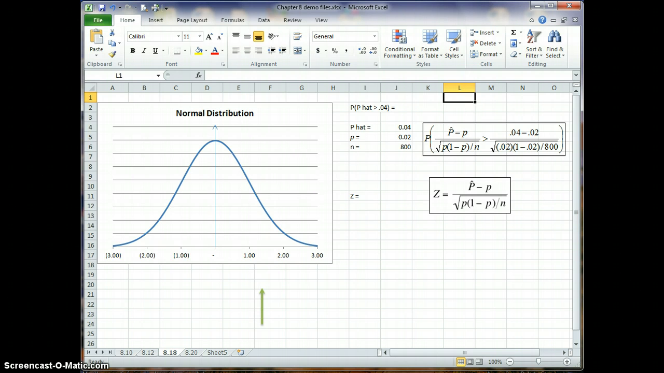Here we are back for problem 8.20. It deals with a manager of a restaurant in a commercial building who's determined that the proportion of customers who drink tea is 14%. What we want to know is, what is the probability that in the next 100 customers at least 10% will be tea drinkers? So here we go.